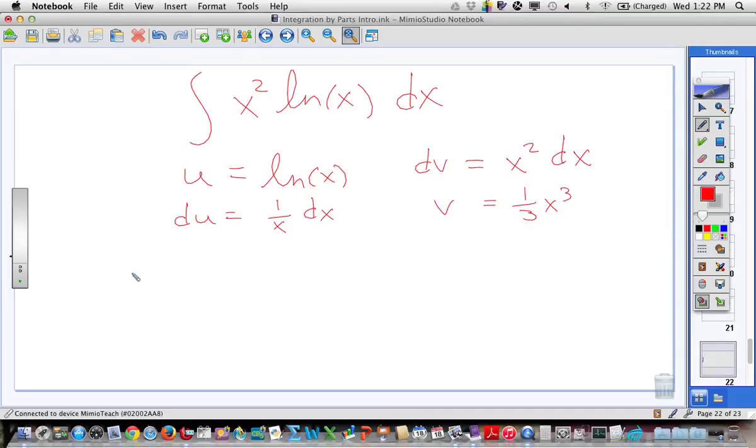All right, so here we go. We follow the formula. Formula says u times v. So I would write that 1/3 x cubed times ln x. Probably the easiest way to put those together. So u times v minus the integral of v, which is 1/3 x cubed, times du, which is 1 over x dx. Now, this time it came out a little messier.